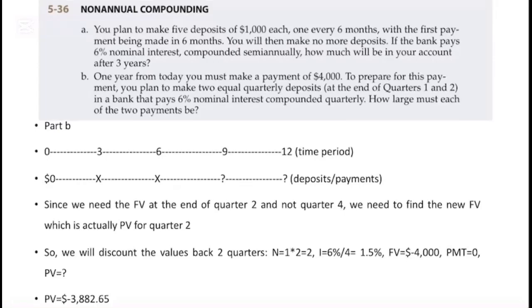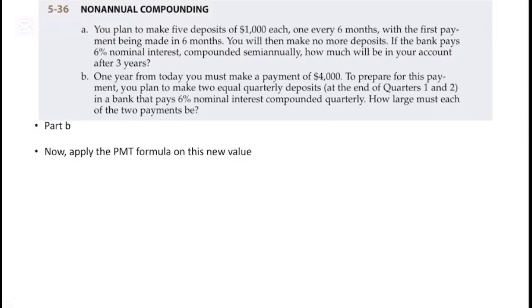The present value turns out to be $3,882.65. So now we apply the PMT formula on this new value. The future value is 3,882.65, N is 2 as before, the interest rate is 1.5%, the present value is 0, and we find the PMT, which turns out to be $1,926.